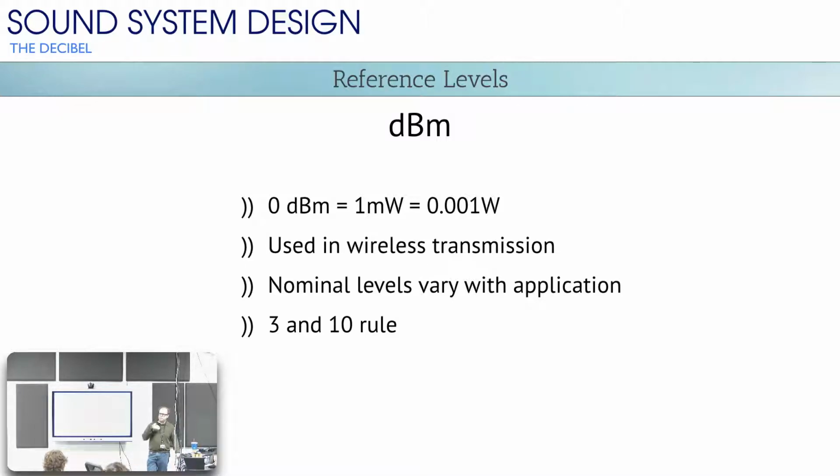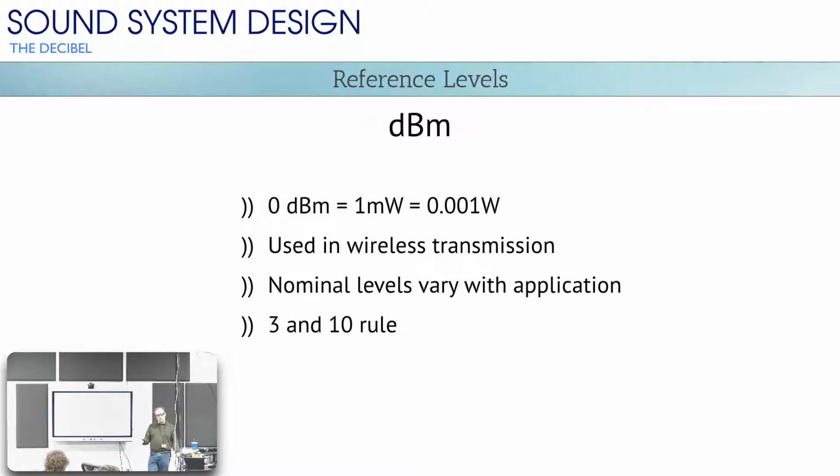As far as the amount of gain you get out of an antenna, for example, it'll say X number of dBm. The nominal levels for this vary, depending on what equipment you're talking about. There's not a real standard for that. There used to be, but not so much anymore.